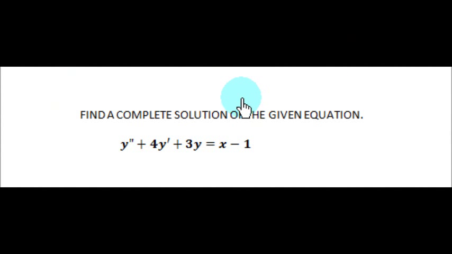And for our second example, find a complete solution of the given equation: y double prime plus 4y prime plus 3y equals x minus 1. As you notice, this looks the same as our first example, with constant coefficients and non-homogeneous. So we solve this using the same steps, the same approach as our first example, and the same method will be used.